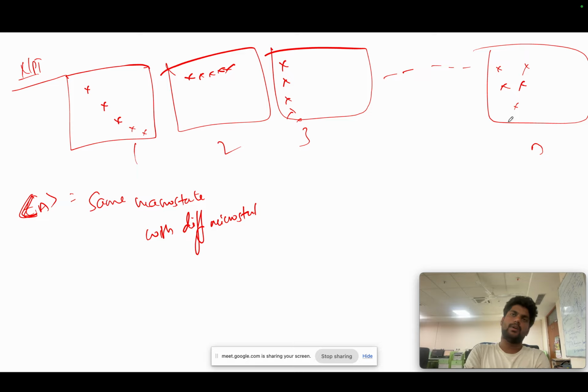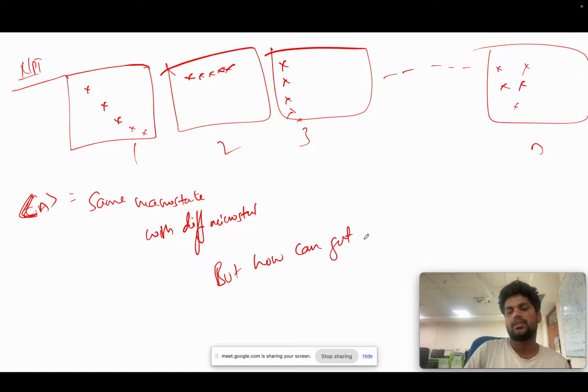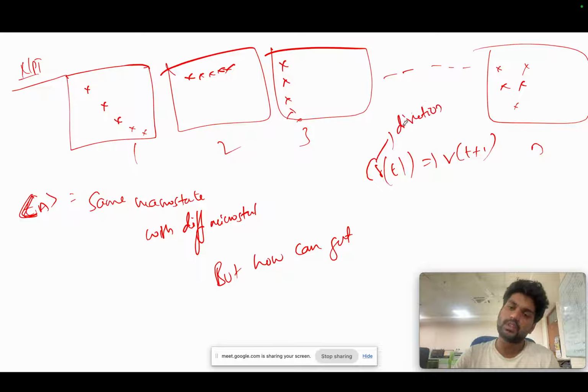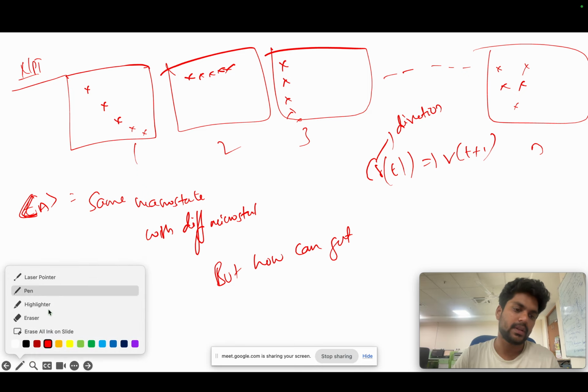So this is simulation, right? As time progresses we are getting new conformations. But how can we get the new conformations? How can we move from r of t to r of t plus 1? r is nothing but the coordinates, the position, not the direction, it's more of position.